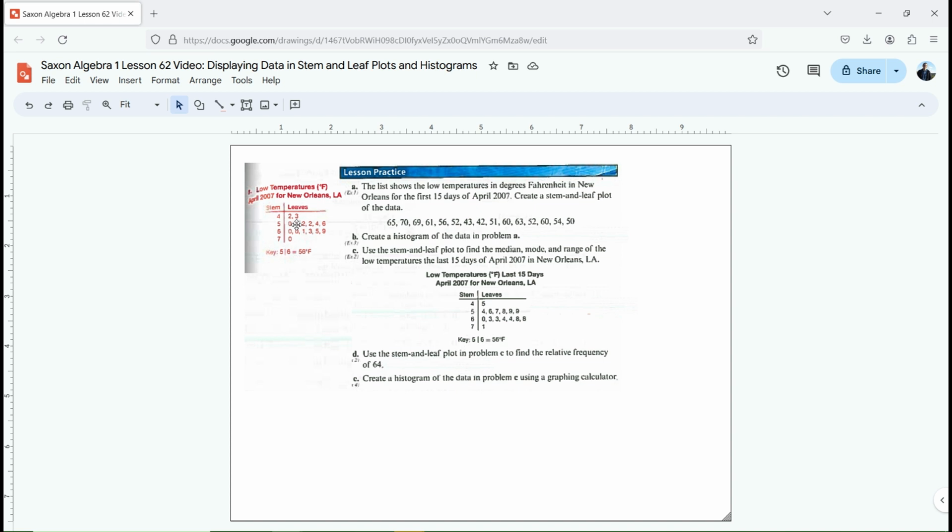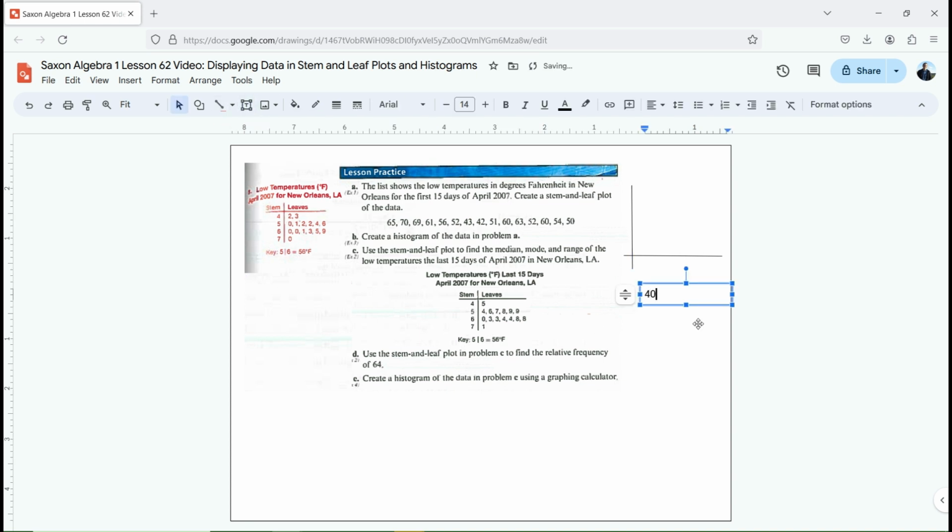Now we need to create a histogram of the data. And the way I'm going to create a histogram is by making an actual bar graph, okay? And my bar graph is going to look like this. We're going to put a count of the number of days that show at certain temperatures. What are the temperatures that I'm going to use? I'm going to put 40, 50, 60, and 70, okay?